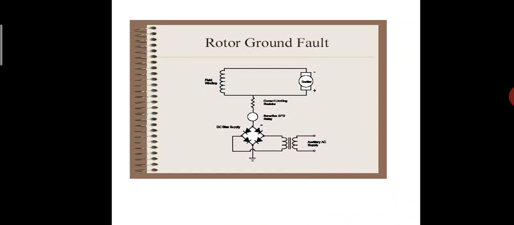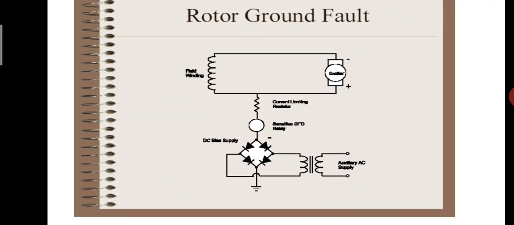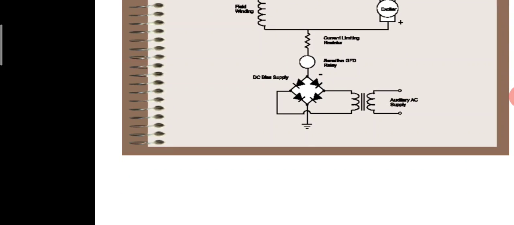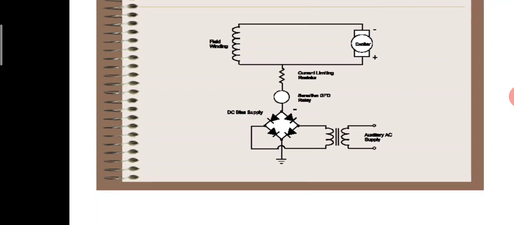Rotor ground fault. Field winding and parallel connected in generator, positive, negative to positive, and these are DC supply, auxiliary AC supply.